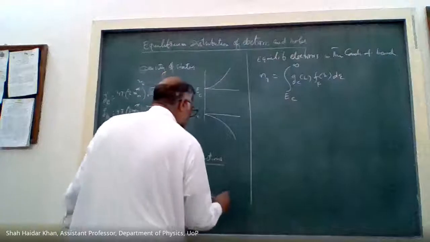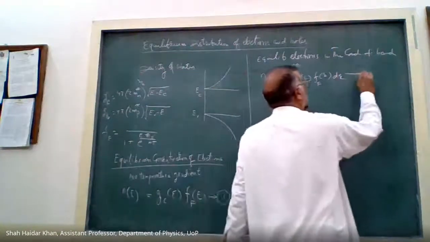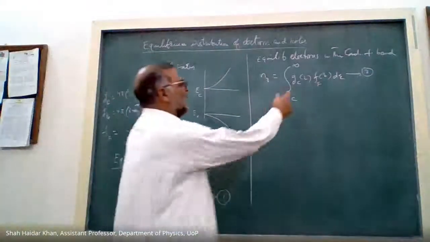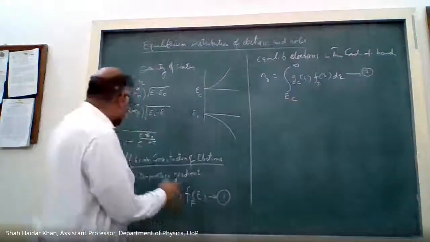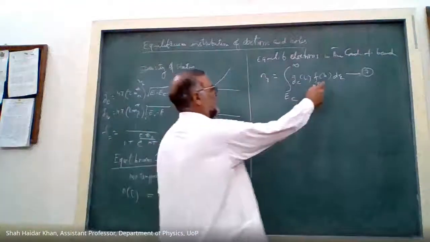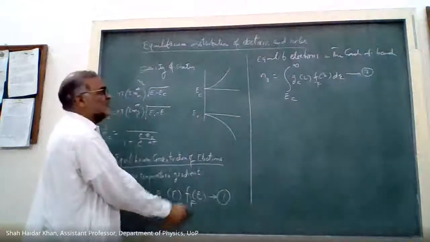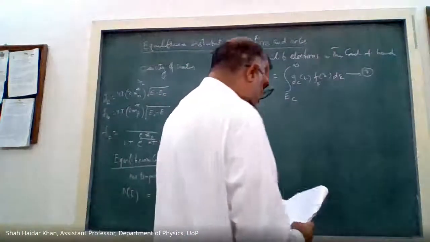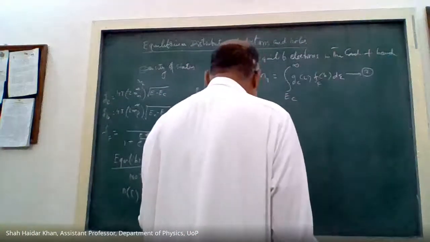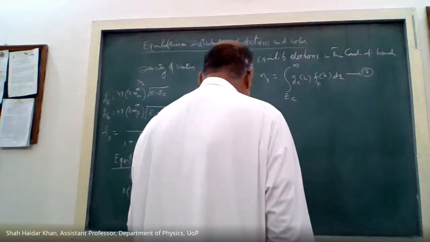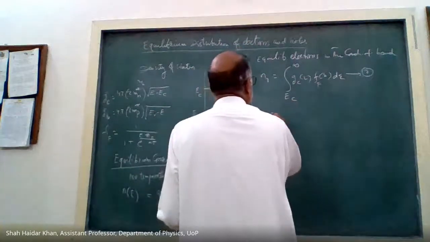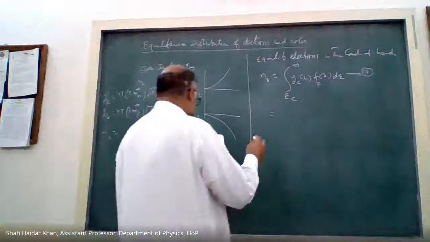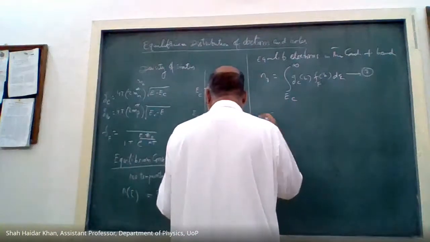If this is equation number 1, I can put this GC here, and f of E from here. Put this from here and this from here. So what I get will be something like this is equal to this thing, putting this thing here. Should I write the whole thing or not?